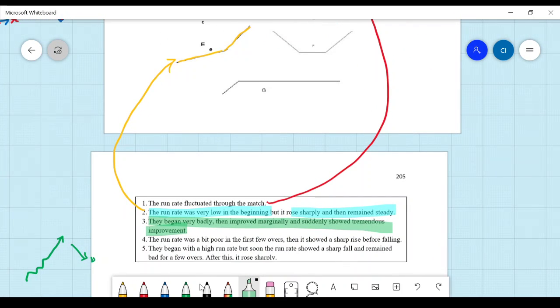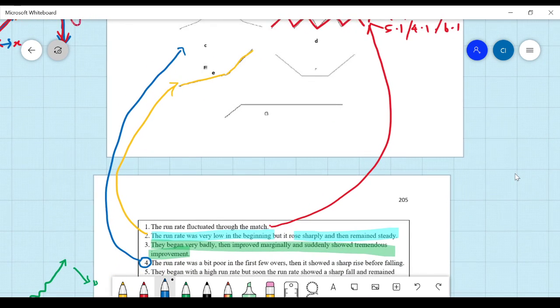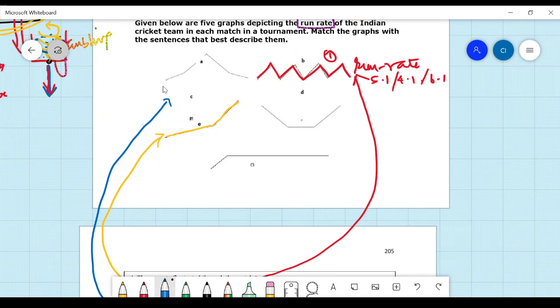This fourth one, I know, is matching for this one. You can just go like that, if you don't find any proper graph there. So I think he has not properly mentioned it. The run rate was a bit poor in the first few hours, poor in the run rate, and then it showed a sharp rise before falling. It is here. It is poor, then a sharp rise, then a fall. Okay, so that represents this one.